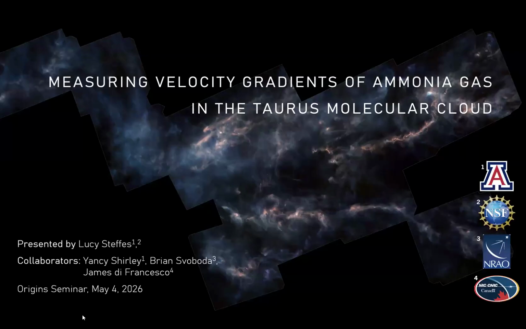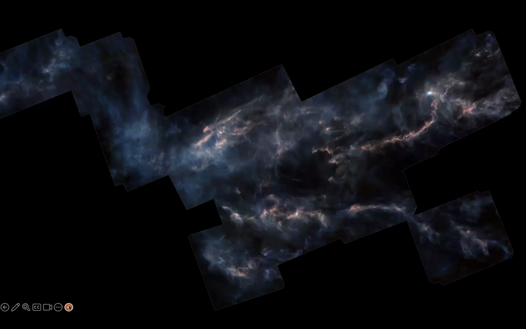Thanks, Yancy. So we'll get right into this. Okay, so here's a picture of the Taurus Molecular Cloud. This picture was taken as part of the Herschel Gould Belt survey, and I think it's a really good illustration of how much complexity there is in even a relatively close by and low mass molecular cloud. One of the advantages we have with this project is that Taurus is close by. It's only about 140 parsecs away. So we're able to get really good resolution compared to other further away molecular clouds with the same instruments.